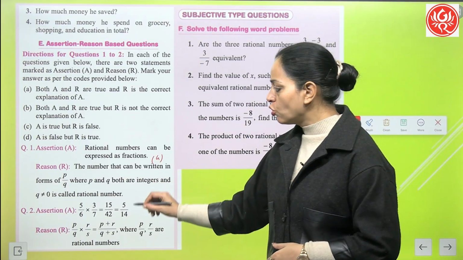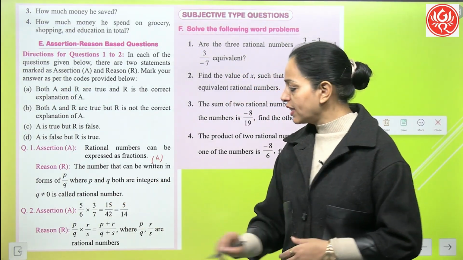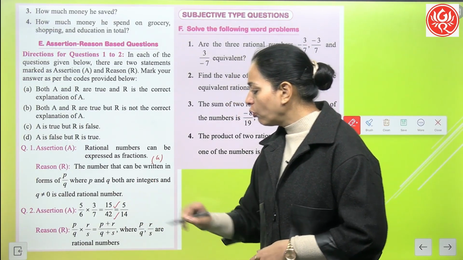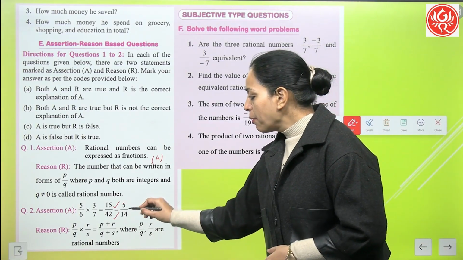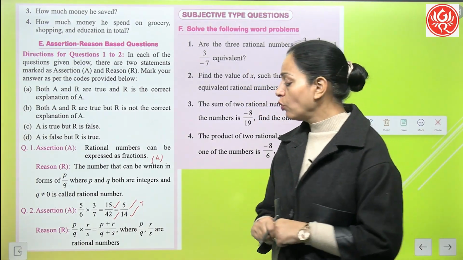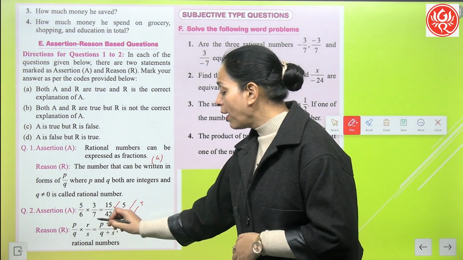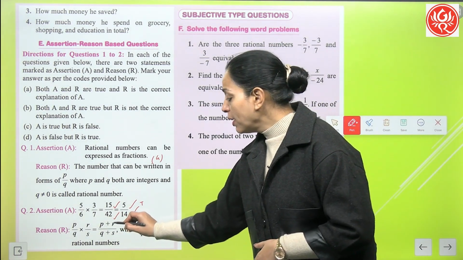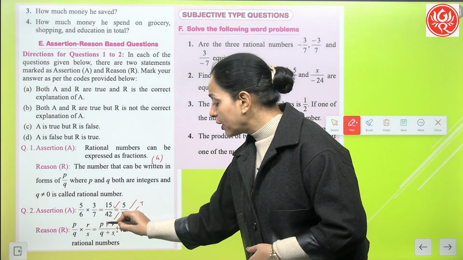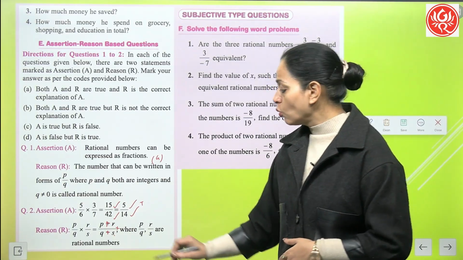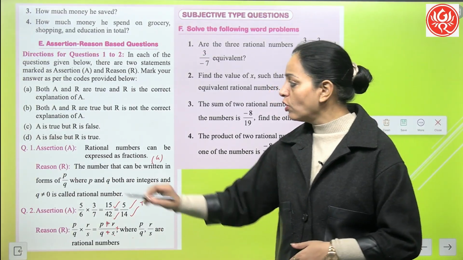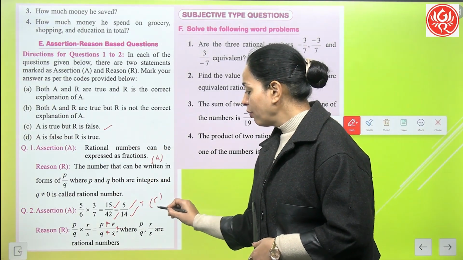Now here second question, assertion A, 5 upon 6 into 3 upon 7. Multiply these two. We are getting 15 upon 42. Okay, right? Now cut it by 3. We are getting 5 by 14. So this statement is true. Now reason R, P upon Q multiplied by R upon S equals to P plus R upon Q plus S. No, this is wrong. What will come here? Multiply sign. So this statement is false. So A is true but R is false. So answer is C. Okay.